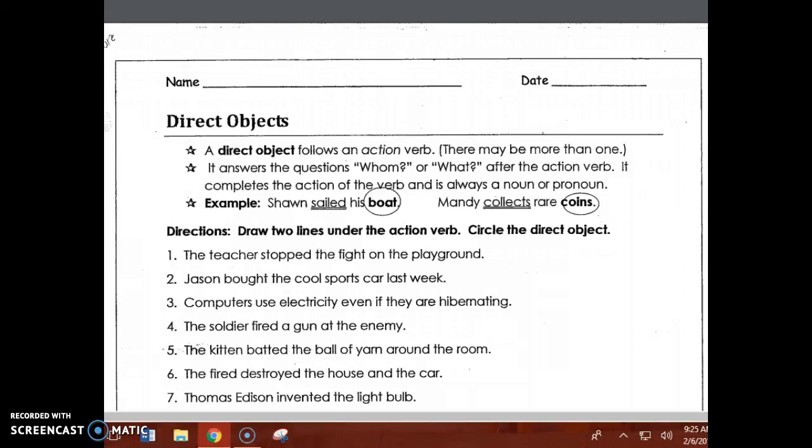Number 1, the teacher stopped the fight on the playground. 2, Jason bought the cool sports car last week. 3, computers use electricity even if they are hibernating. 4, the soldier fired a gun at the enemy. 5, the kitten batted the ball of yarn around the room.